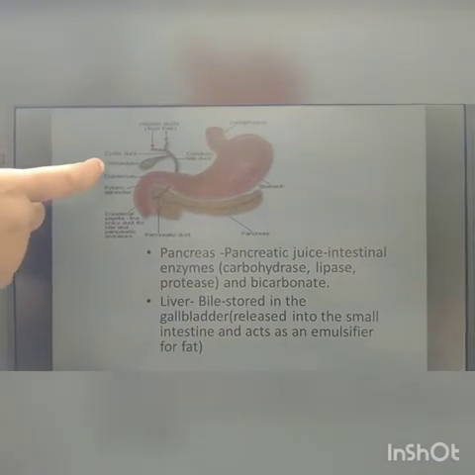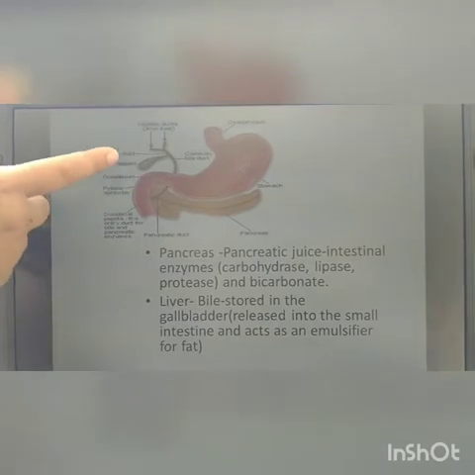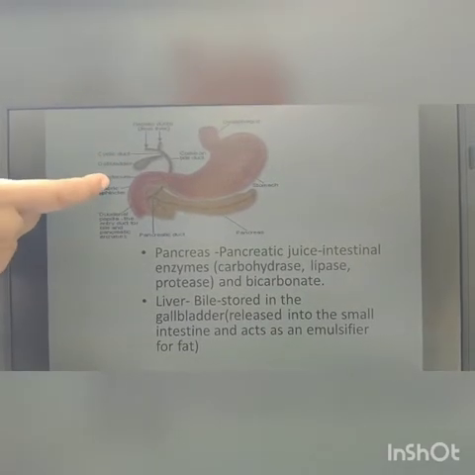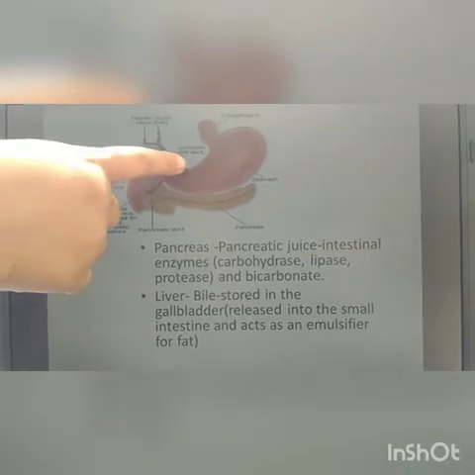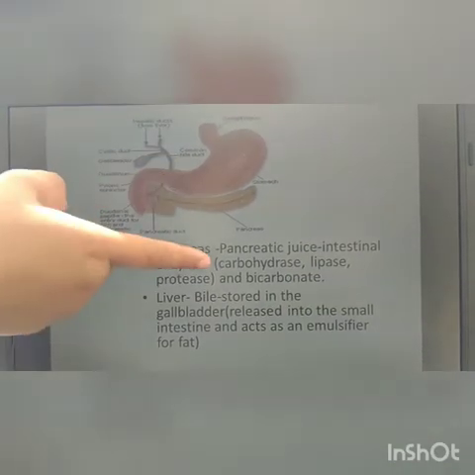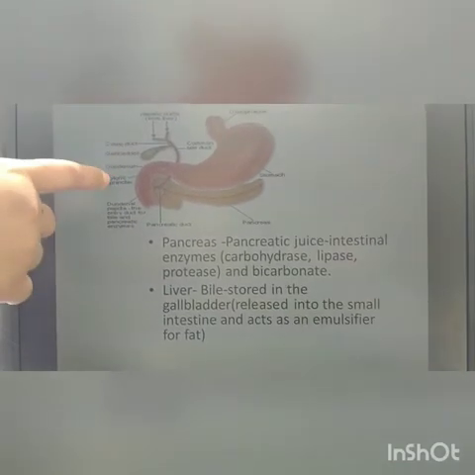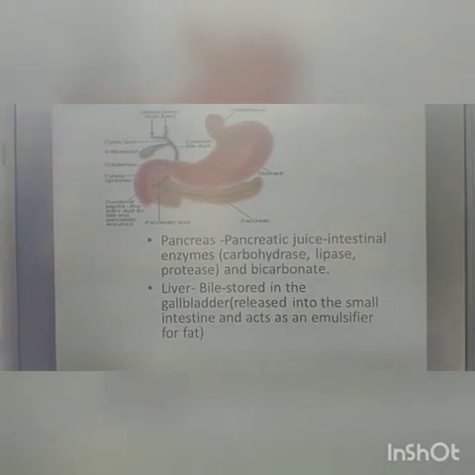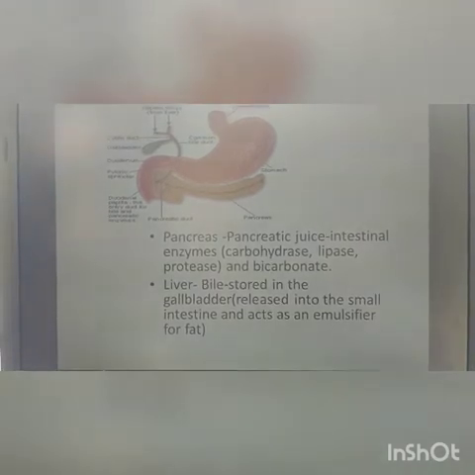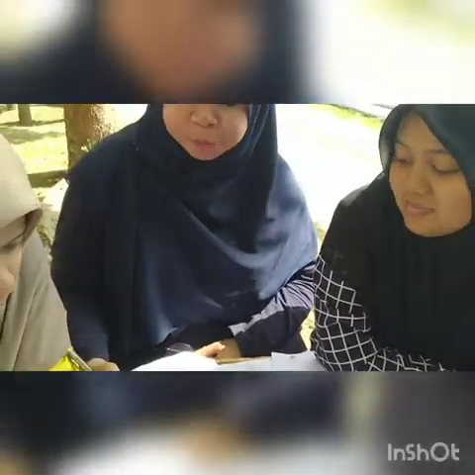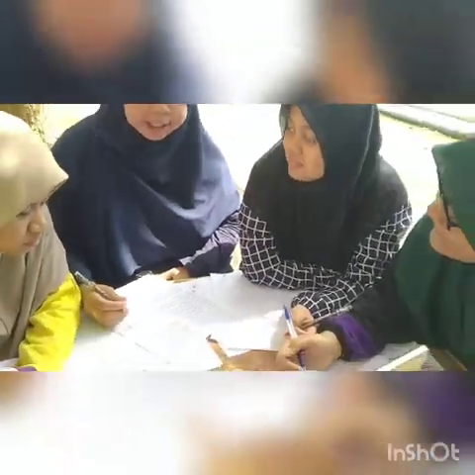Next, within the liver, we also have the bile duct, and bile is stored in the gallbladder, which releases it into the small intestine, where it acts as an emulsifier for fat. That's all. Okay, we move to the final stage of digestion.